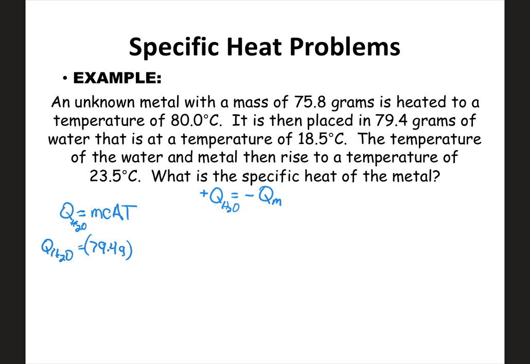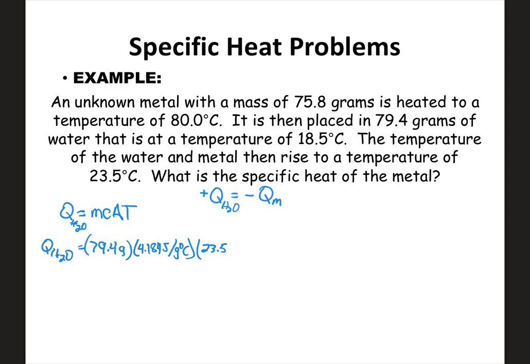C. C is specific heat. That's typically joules per gram degree Celsius. I don't see that anywhere in the problem. But remember, this is water. So you need to know that it's 4.184 joules per gram degree Celsius for water. You need to know the specific heat of water. And then delta T is final minus initial. So it says that the final temperature of the water and the metal is 23.5.